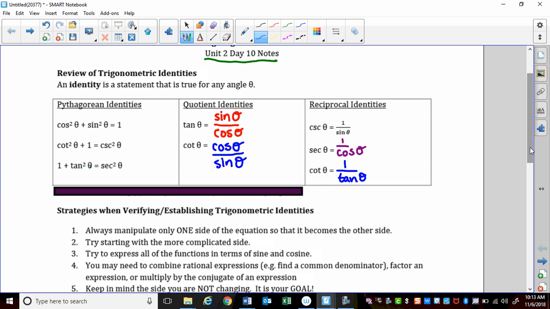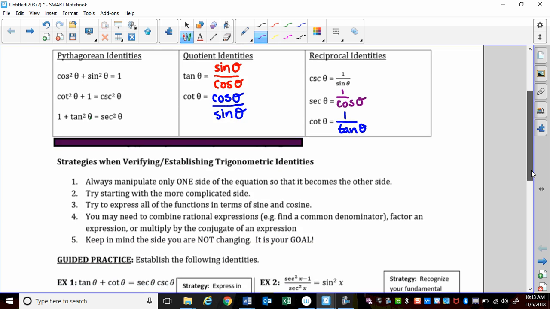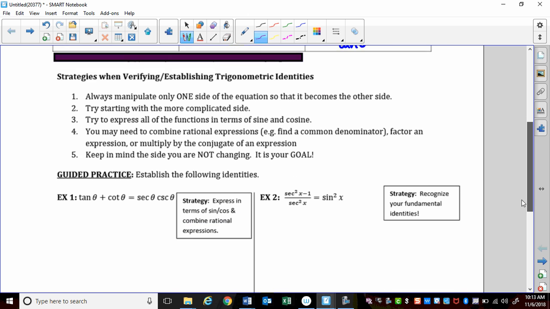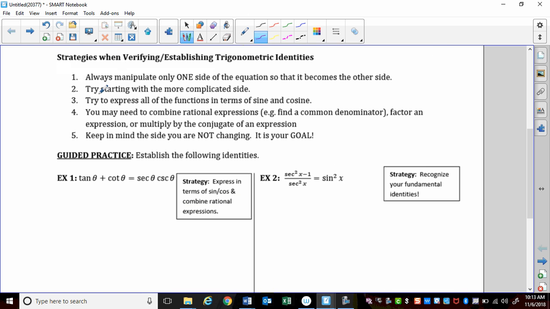We know these. We're going to verify trigonometric identities, and these are going to be the steps. My advice to you is to always try to start with the more complicated side. And then we're going to try to put everything in terms of sine and cosine first. So let's try example 1, and then I'll read the rest of the directions.